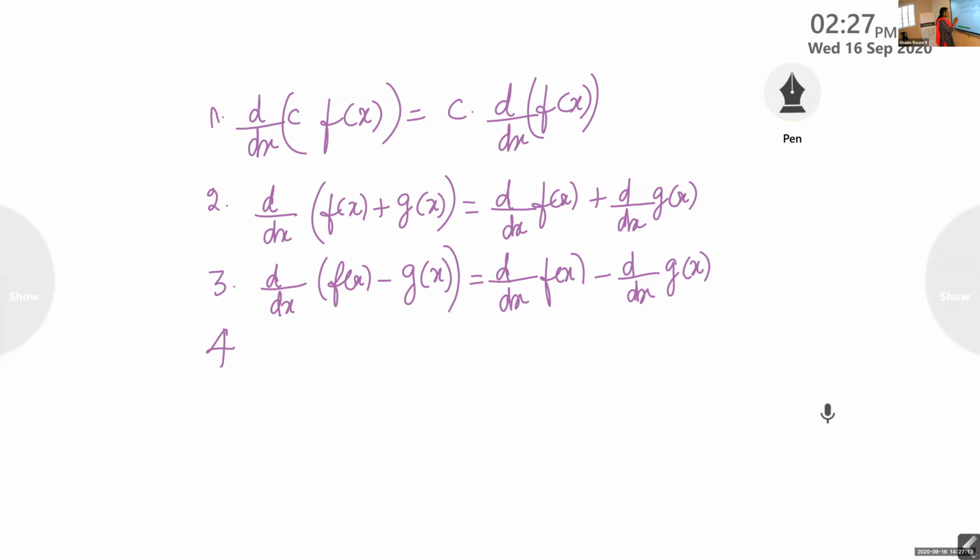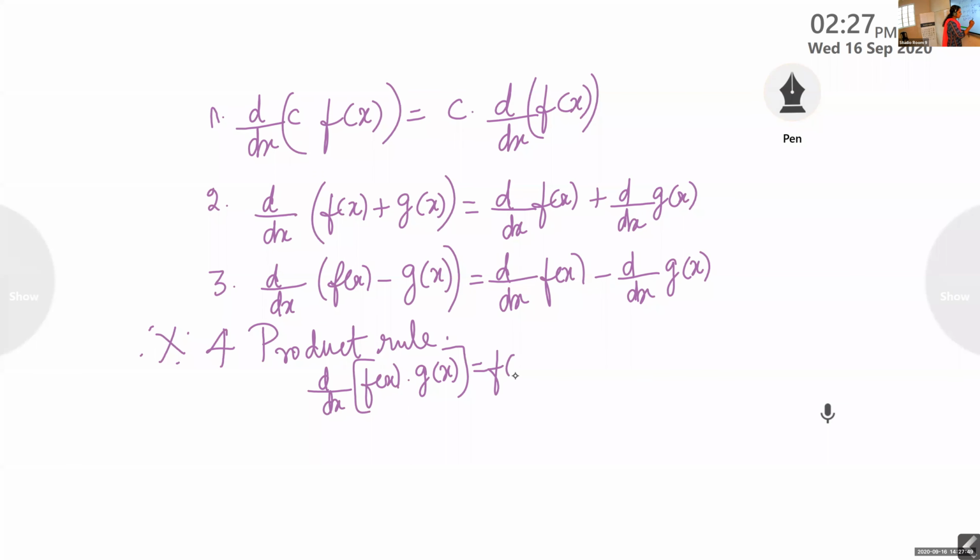Fourth rule, a very, very important rule, the product rule. Listen, children, one second you listen. d by dx of f of x into g of x. Suppose we have the product of two functions here, f of x into g of x. Suppose you have x square into sin x. Is it clear? x square is one function, sin x is another function. So when there is a product of two functions, listen to what we are doing.